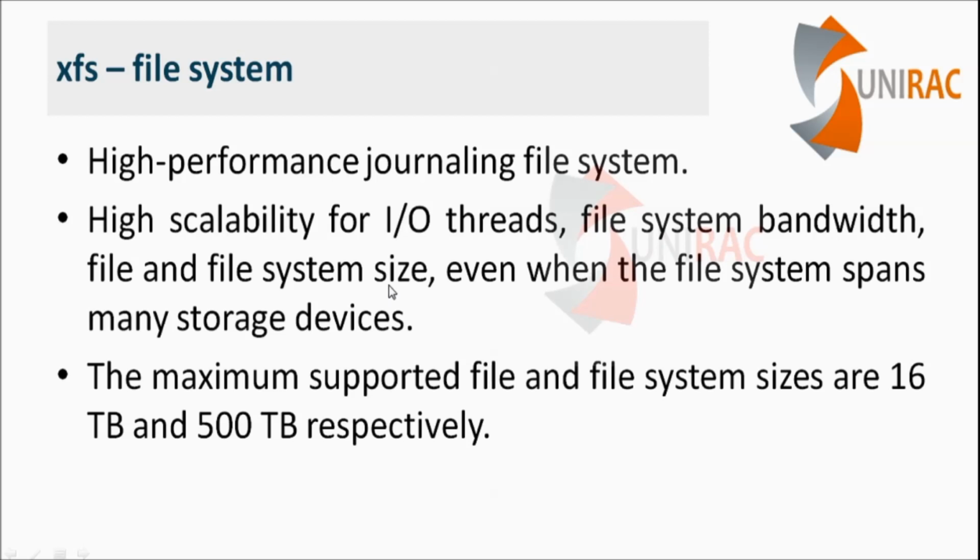Moreover, XFS is a high performance journaling file system with high scalability and high file system bandwidth. It can support 500 terabytes, compared to 16 terabytes for OCFS2. So the XFS file system is what we can use nowadays. It supports high scalability and journaling, even when the file system spans many storage devices.